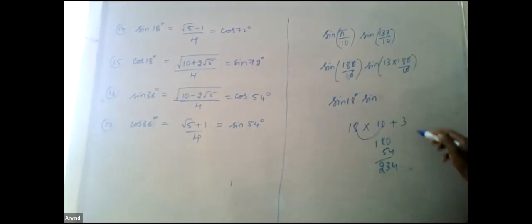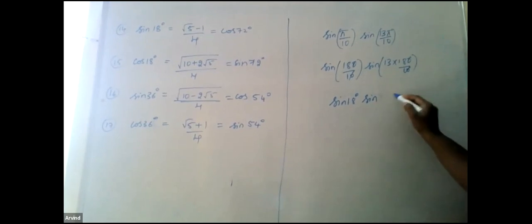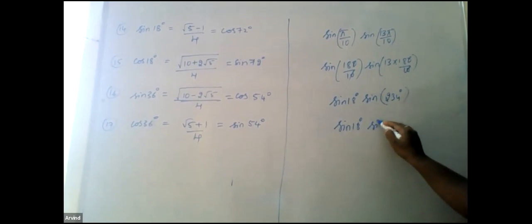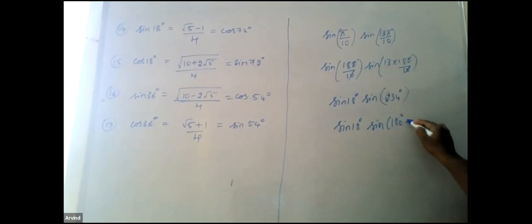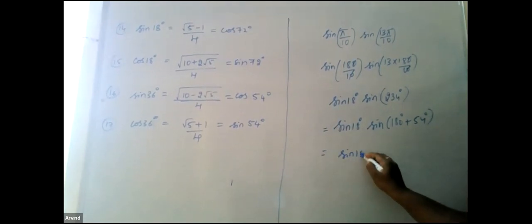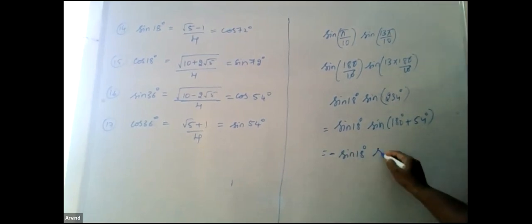This is one more trick that you can do. Split it as a multiple of 10 and the other unit number. So you can directly do it: 18 tens are 180, 18 threes are 54, then you can add it. So this will become 234. Sine of 234 degrees can be written as sine of 180 plus 54. We know sine of 180 plus theta is in the third quadrant, where sine is negative. So it will be negative sine 54.